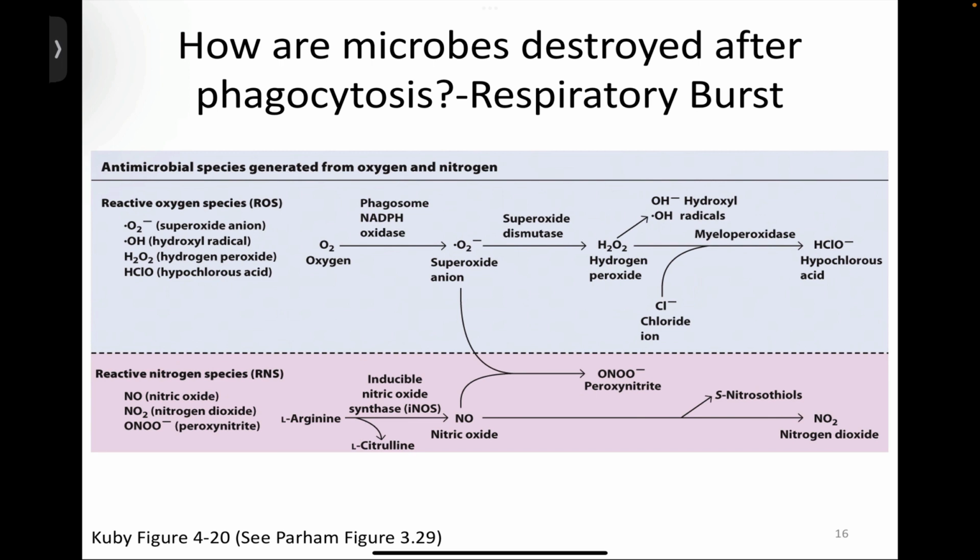The process of making these compounds inside that phagosome is called respiratory burst. And so sometimes we say that the way that we can destroy microbes in a neutrophil is by respiratory burst, because we're making these different compounds.